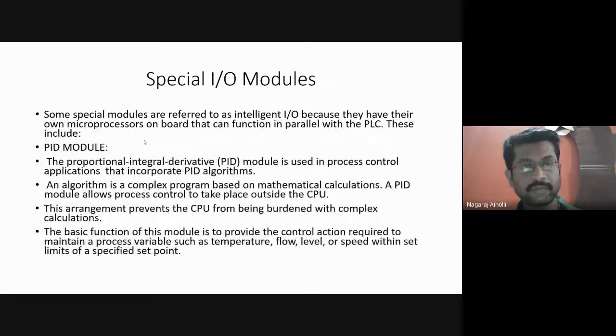PID module, proportional integral derivative module, in which the output is proportional to the input, also derivative of the input, and the output is also the integration of the input. Hence it is called the proportional integral derivative module. It makes use of algorithms or programs with the help of which it is able to control the process. The PID module is mainly meant for process control.